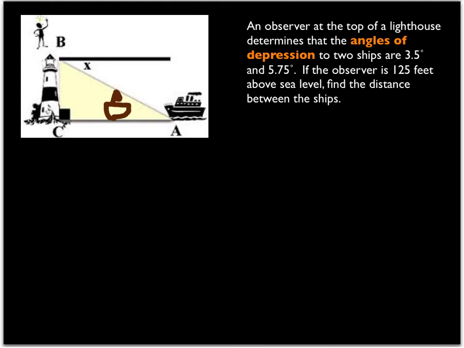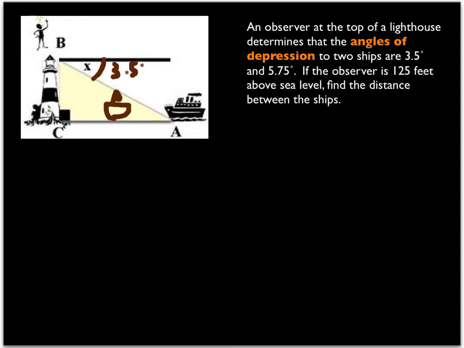So again, where those two angles are coming from would be right here. One of those angles is going to be the 3.5 degrees, and then the other angle, which I'll do in a different color here, going down to this ship, is going to be a little bit bigger, and that's going to be the 5.75 degrees. So we're ultimately trying to find how far it is between these two ships.